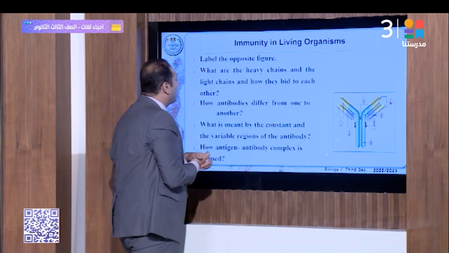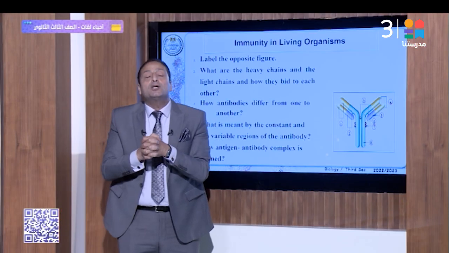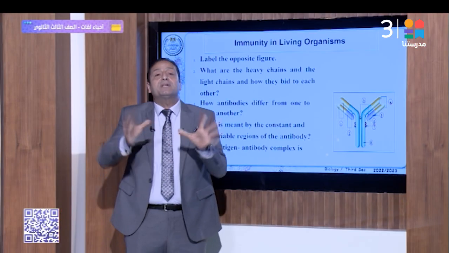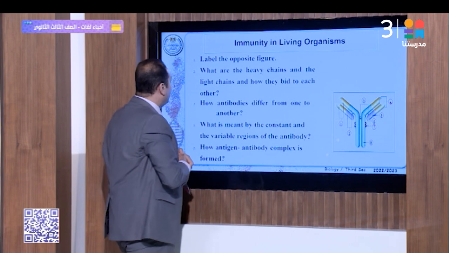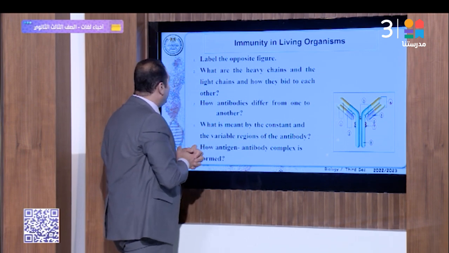That's right. What is meant by the constant and variable regions of the antibody? The constant region is constant in all types of antibody, not changing. The variable region is found in region number 1. Why? Because it changes according to the antigen the antibody binds with. So it's called the variable region. It's changeable.